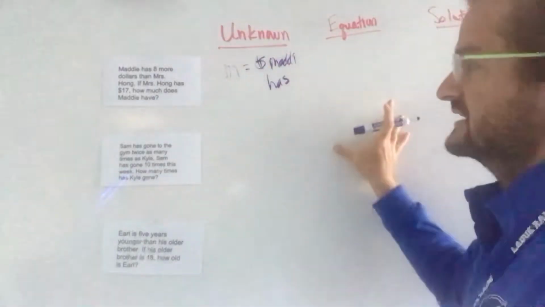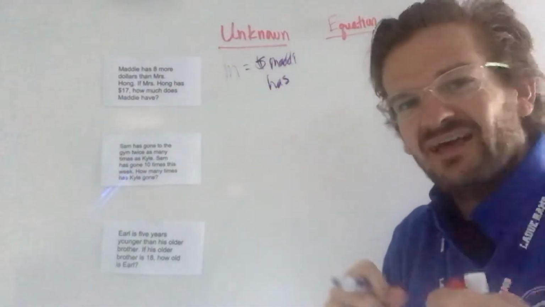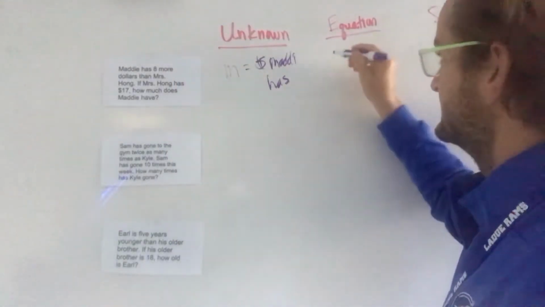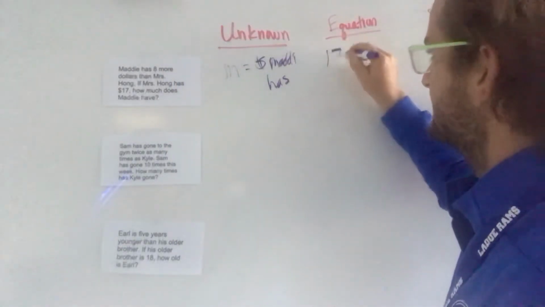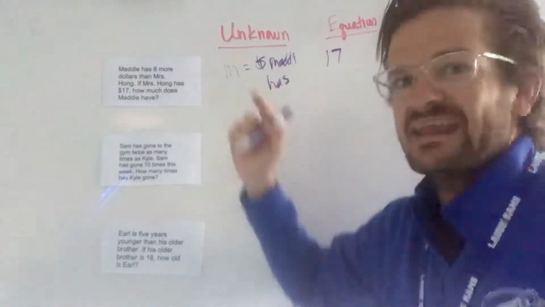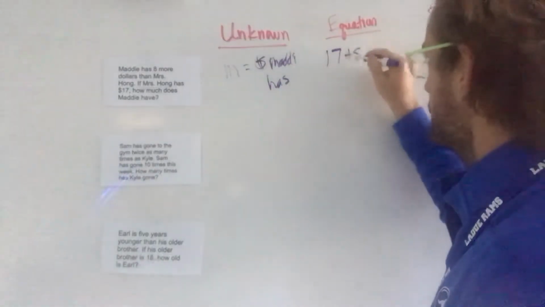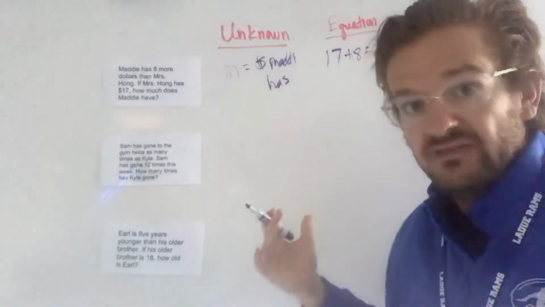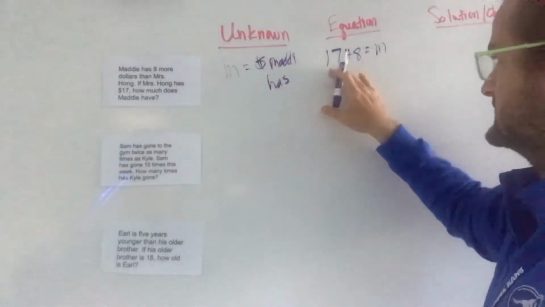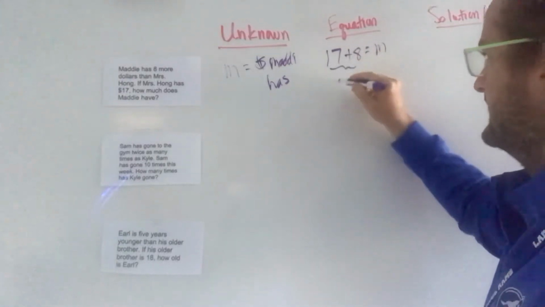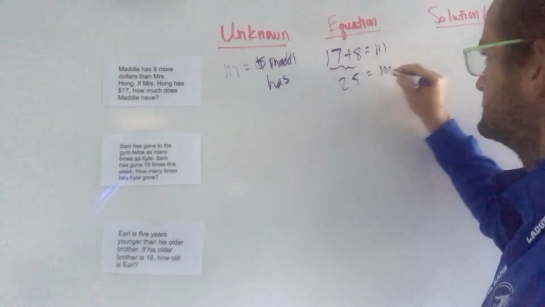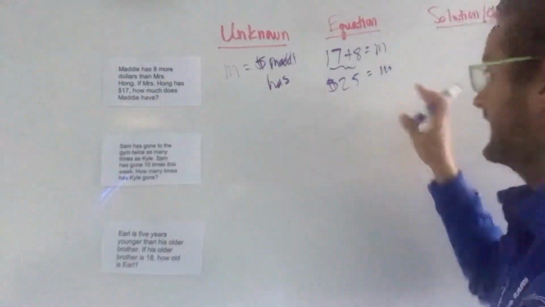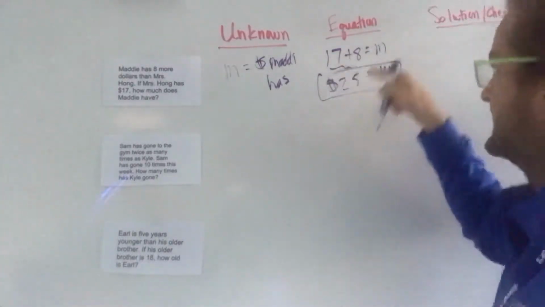For our equation, we're thinking about how these things are connected. Maddie has $8 more than Mrs. Hong. Mrs. Hong has 17. So if we start with Mrs. Hong and add 8 more, because Maddie has 8 more, then we're going to get the amount of money that Maddie actually has. When we look at this equation, 17 plus 8, we simplify that to 25.